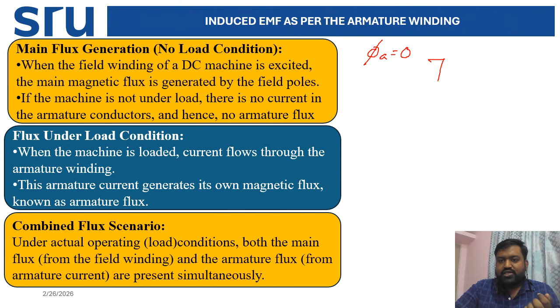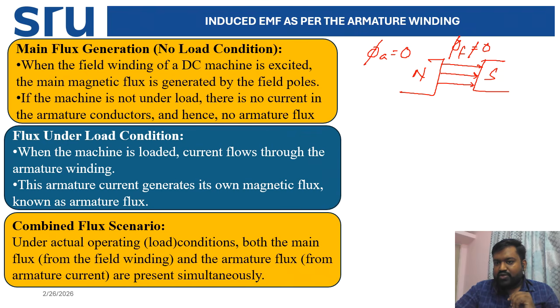Suppose there is a two pole machine, that is, there is a north pole as well as a south pole. Then the magnetic lines will go from the north pole to the south pole. So there is some existence of field flux, and the field flux is not equal to zero. As there is no armature, the armature flux is equal to zero here.